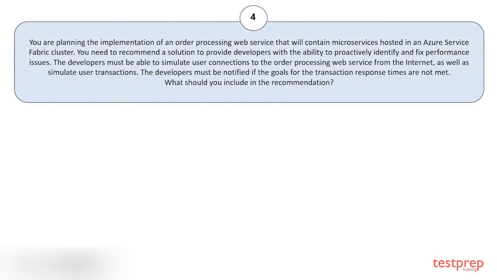Number 4. You are planning the implementation of an order processing web service that will contain microservices hosted in an Azure Service Fabric cluster. You need to recommend a solution to provide developers with the ability to proactively identify and fix performance issues. The developers must be able to simulate user connections to the order processing web service from the internet, as well as simulate user transactions. The developers must be notified if the goals for the transaction response times are not met. What should you include in the recommendation?